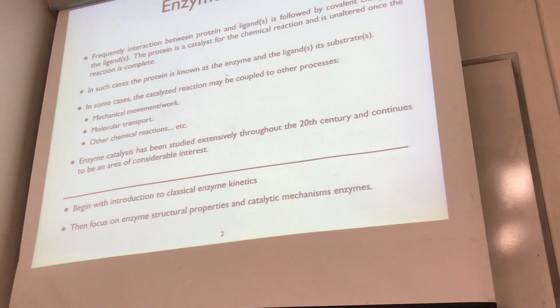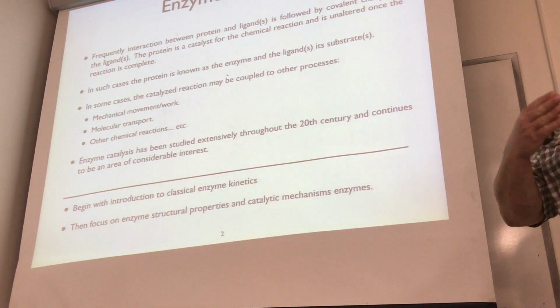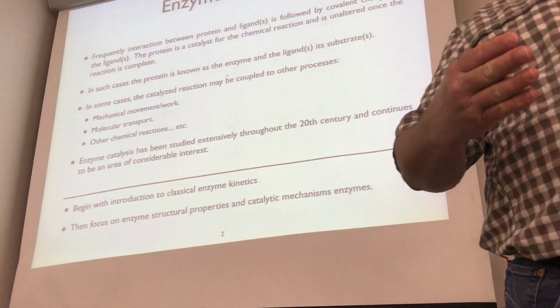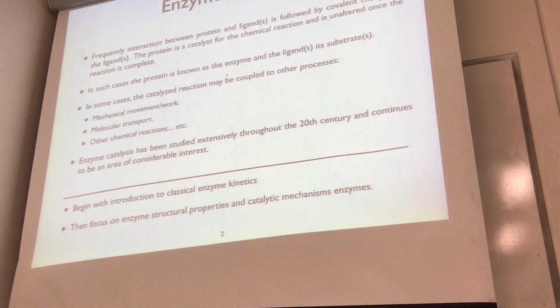By definition, a catalyst is a compound that can accelerate a rate of reaction, and in the end is unchanged. It does not mean that it does not get transformed in the process, but by the end of the process, it is restored to its original form. Okay, and we'll see this actually happens in the enzyme catalyst. In such cases, the protein is known as an enzyme, and the ligands are referred to as substrates.